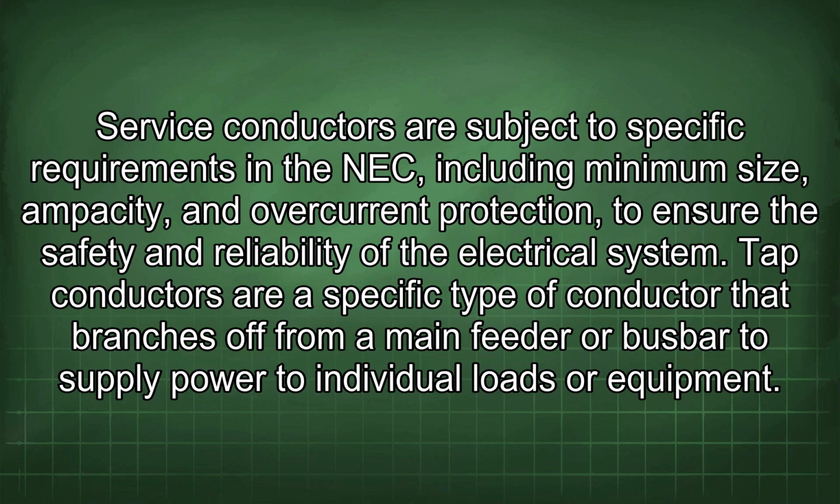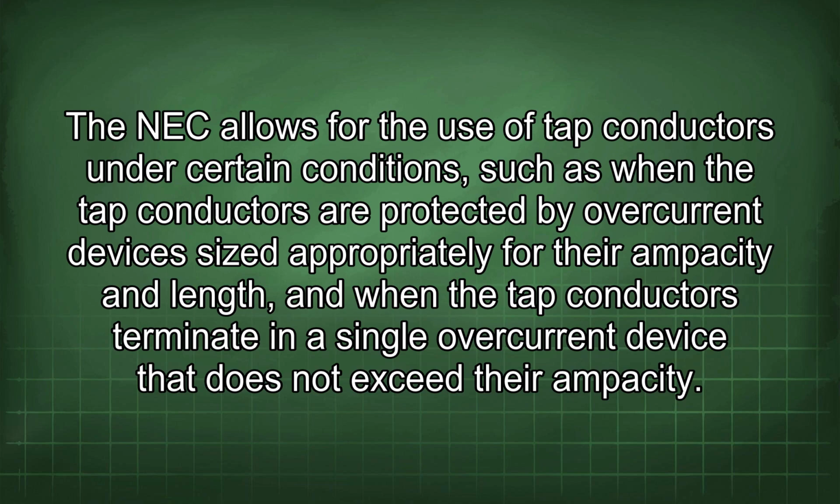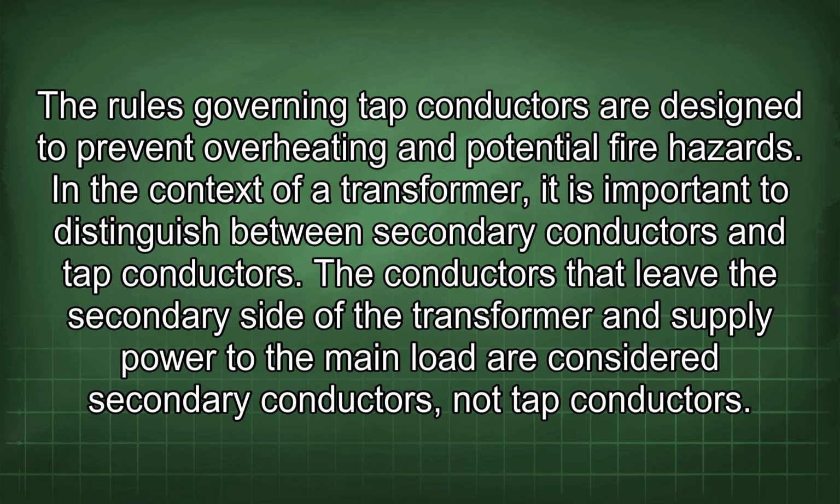Tap conductors are a specific type of conductor that branches off from a main feeder or busbar to supply power to individual loads or equipment. Tap conductors are typically shorter in length and smaller in size than the main feeder conductors. The NEC allows for the use of tap conductors under certain conditions, such as when the tap conductors are protected by overcurrent devices sized appropriately for their ampacity and length, and when the tap conductors terminate in a single overcurrent device that does not exceed their ampacity. The rules governing tap conductors are designed to prevent overheating and potential fire hazards.